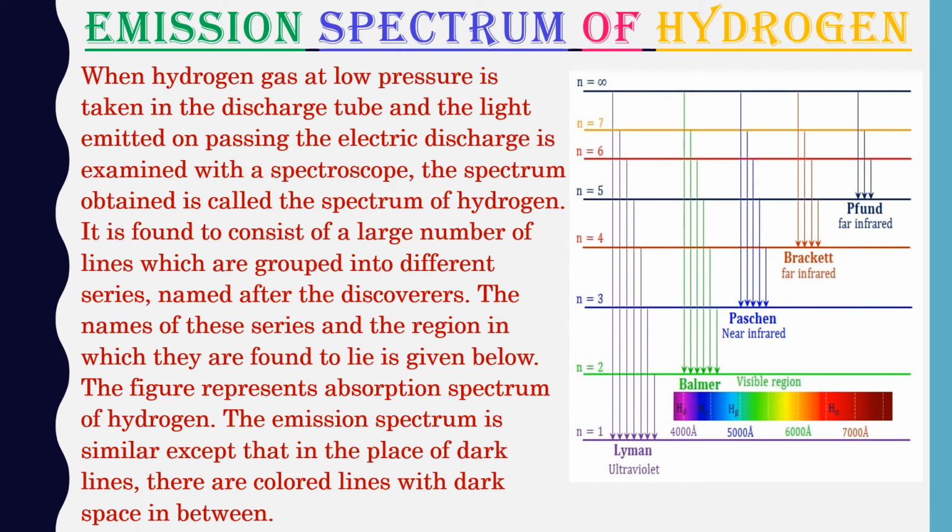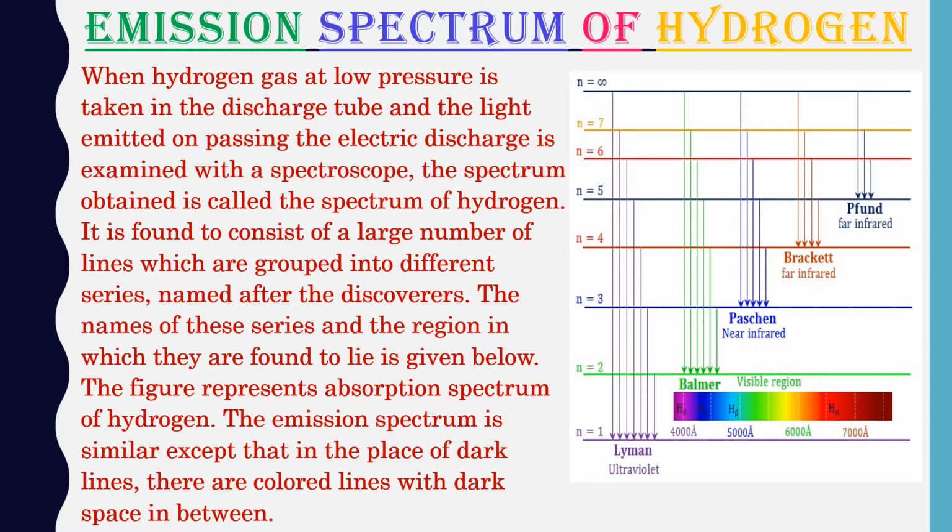So let us proceed, that is, emission spectrum of hydrogen. We know that when hydrogen gas at low pressure is taken in the discharge tube and the light emitted on passing electric discharge is examined with a spectroscope, the spectrum obtained is called the emission spectrum of hydrogen. It is found to consist of a large number of lines which are grouped into different series.